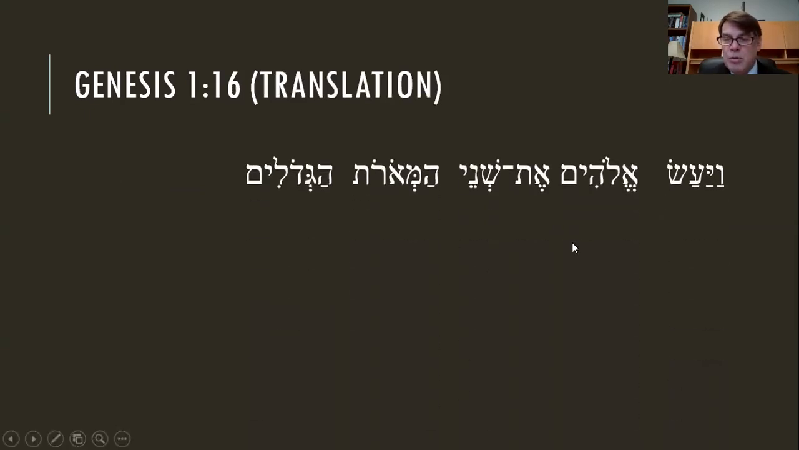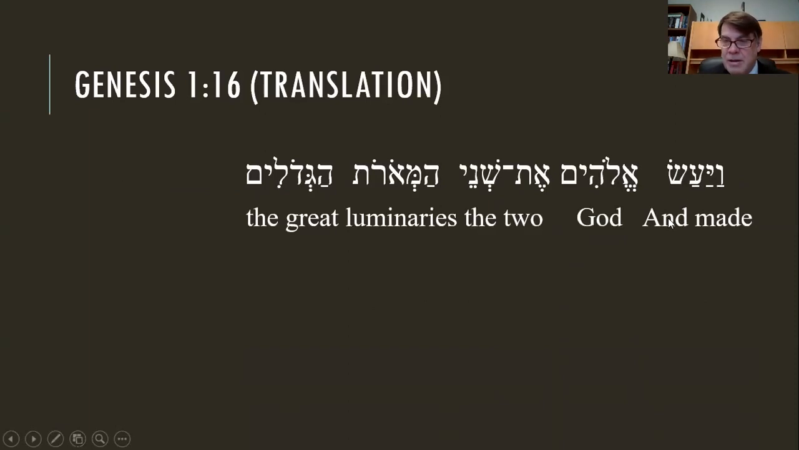So in a little bit slower motion, and God made. So "and" is the vav, and made is vaya'as. This is from asa, which is to make. And God made, Elohim, of course, God. This is the definite direct object marker. So it says that whatever follows is the direct object.